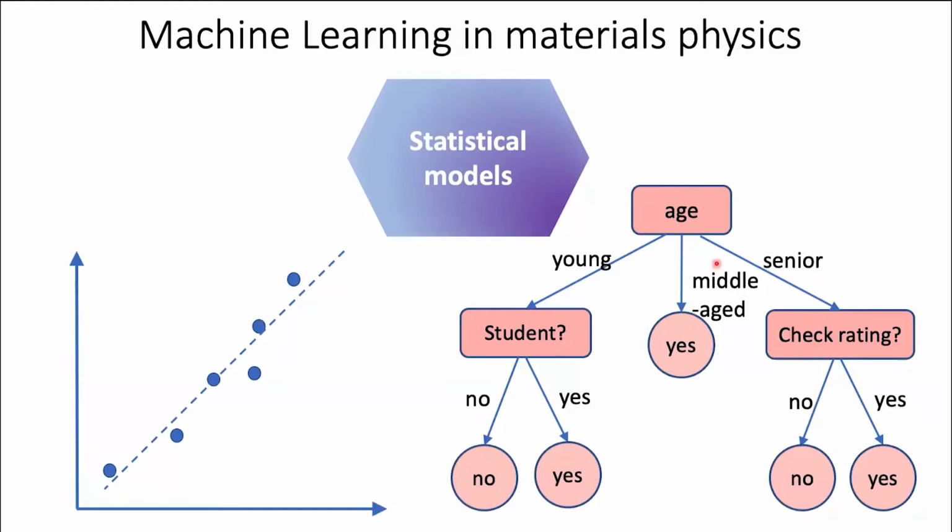So, for instance, you can start with a person and ask their age. If they're young, you ask their student status. If they're not a student, you do not give them a credit card. If they are, then you do give them a credit card. Okay, so this is one way of doing this classification. Again, it's just a silly example. We could also tune this for doing regression, and we'll see an example of that a few slides from now.